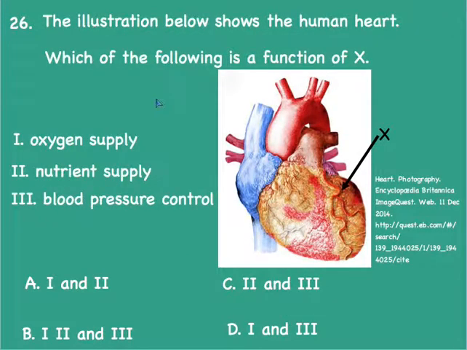The illustration below shows the human heart. Which of the following is a function of X? The coronary artery. It supplies oxygen, it supplies nutrients, but it does not have any role to play in blood pressure control, so therefore the answer is A.